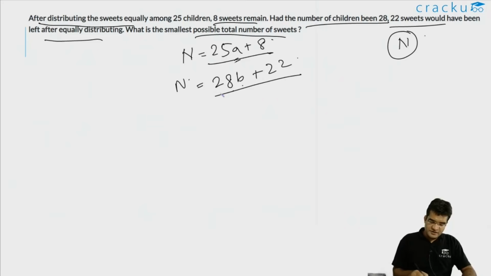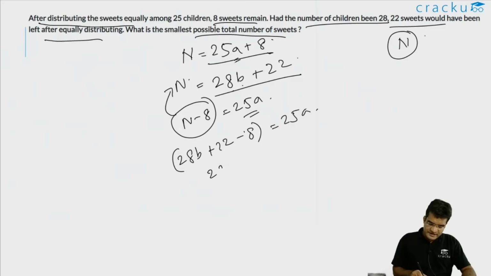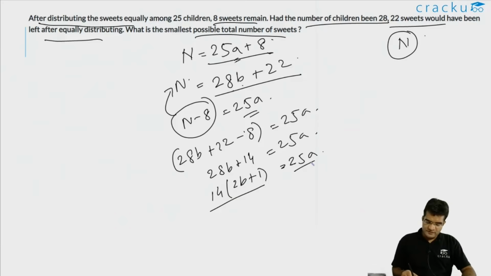We will proceed by noticing that n minus 8 is 25a. So n minus 8 is a multiple of 25. Now if you substitute the value of n from equation 2, n is equal to 28b plus 22 minus 8. This is a multiple of 25. This is 25a. Or 28b plus 14 is a multiple of 25. It is of the form 25a. Now you take 14 common. So 2b plus 1 into 14 is equal to 25a. So 14 into 2b plus 1 is a multiple of 25.